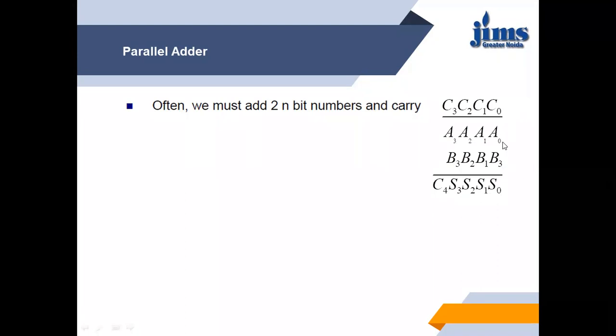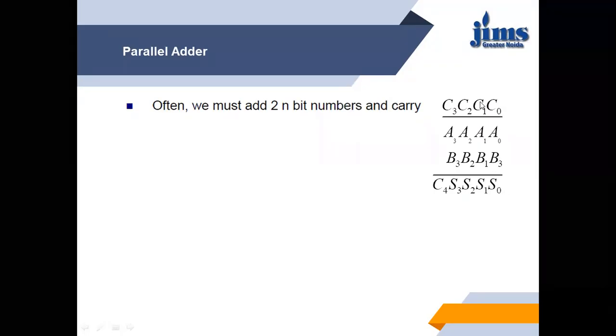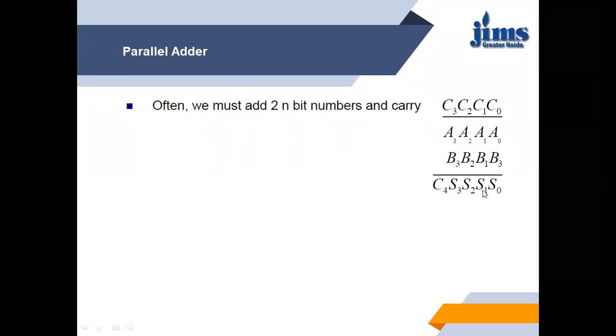I will add A0 plus B0, then it will produce a sum S0 and it will generate a carry. Then the carry will be forwarded to the next bit. Then again I will add C1, A1 and B1. It will produce a sum S1 and a carry will be generated that will be forwarded to the next bit. Then I add C2, A2, B2. It will result in sum S2. The carry will be forwarded, C3. Then I add C3, B3, A3. It will produce sum S3 and the carry will be forwarded.